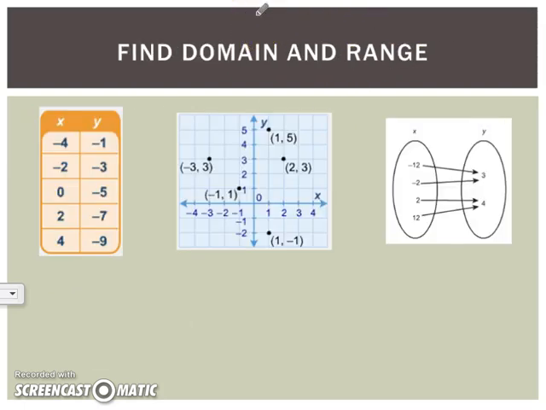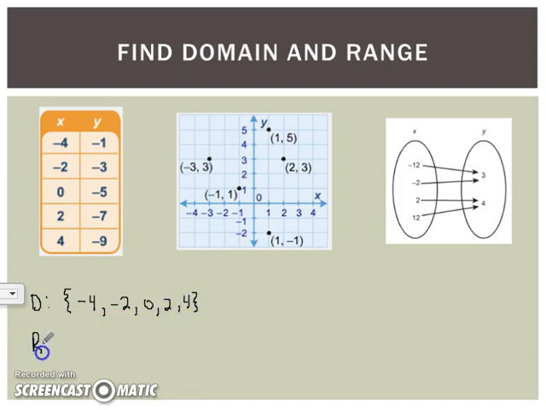So finding the domain and range of the different types of relations. So we have a table, we have a graph, or a coordinate grid, and we have an arrow diagram. So for the table, again, the domain values are all of the x values. So we would list them in numerical order, smallest to largest. So -4 is an x value, -2, 0, 2, and 4.